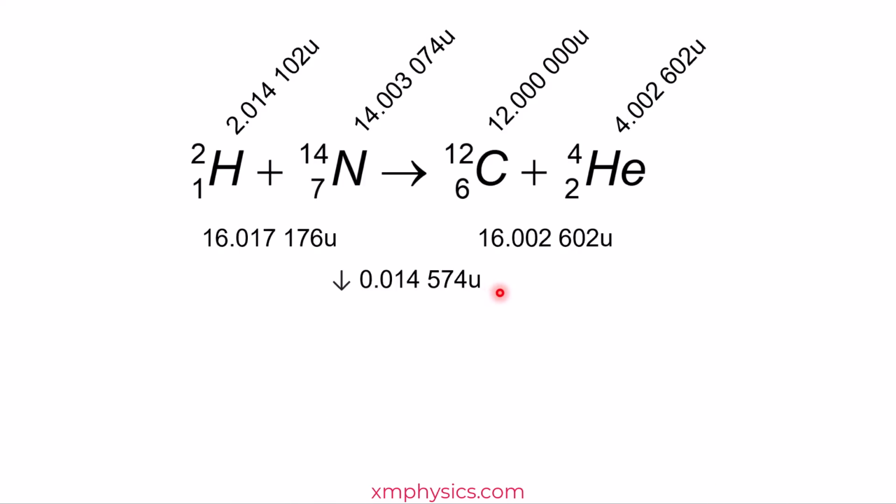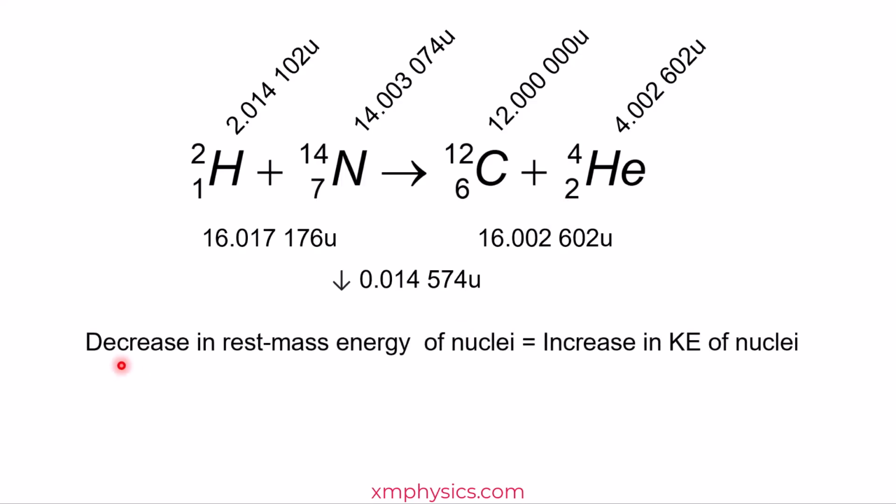Remember the mass-energy equivalence principle? The mass of a system represents the energy of the system. Why did the total mass drop? It must be because the system has lost energy, and the energy lost by the system has been released to the surrounding. If we were to do the calculation, then we say that the decrease in the rest mass energy of the nuclei must be equal to the increase in the Ke of the nuclei.